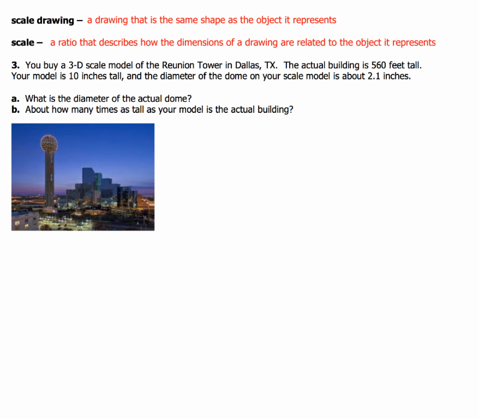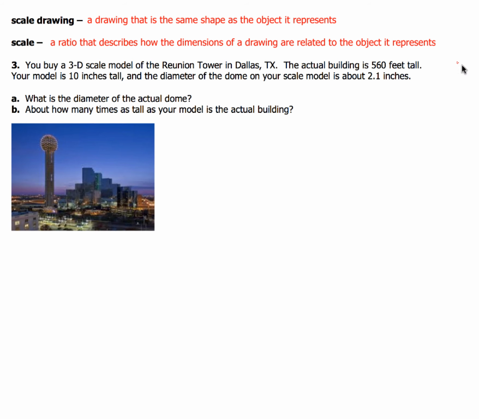Now, in the problem, they say the actual building's 560 feet tall. So we got a model that's 10 inches tall, and the diameter of the dome of your scale model is about 2.1 inches. So we got a bunch of numbers in there, and we've got to use those numbers to help us figure out two questions here. One, what's the diameter of the actual dome? And two, about how many times as tall as your model is the actual building?